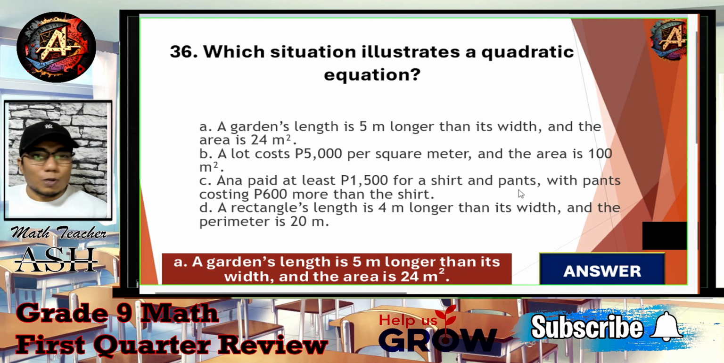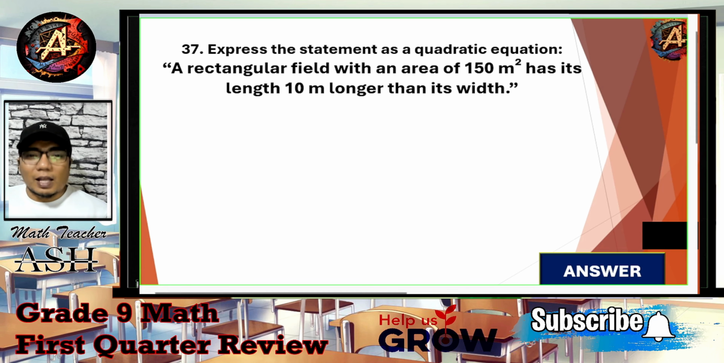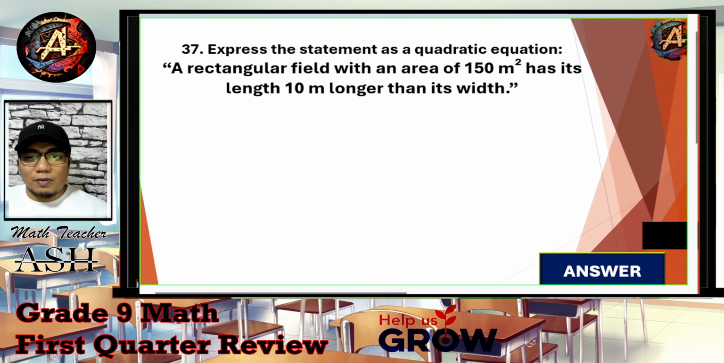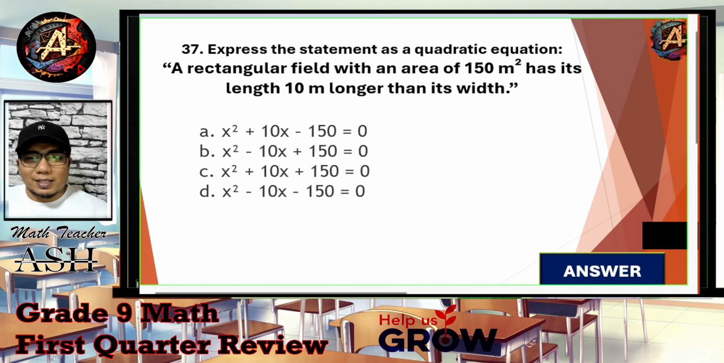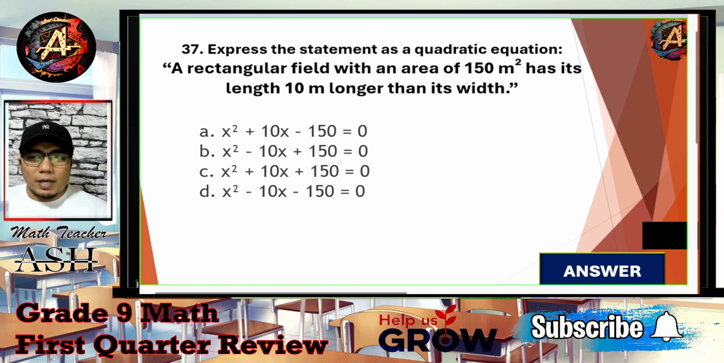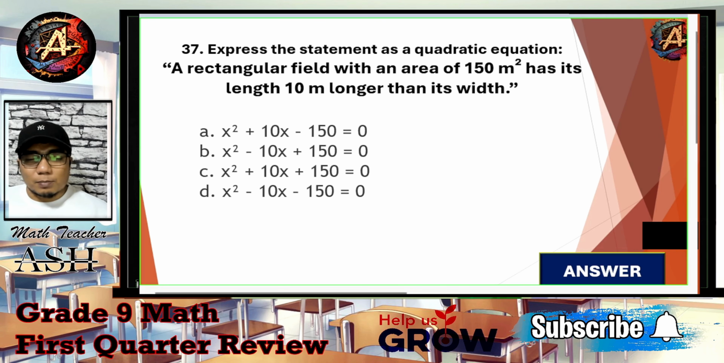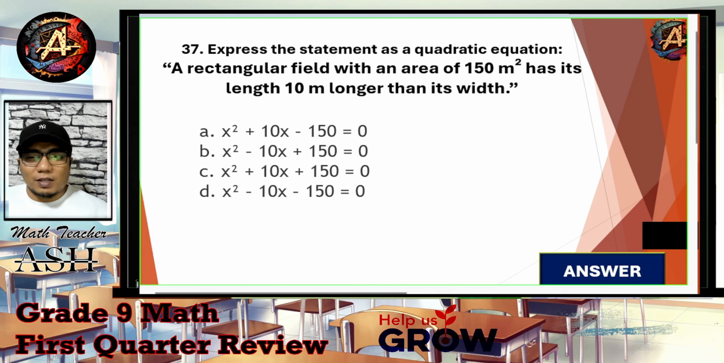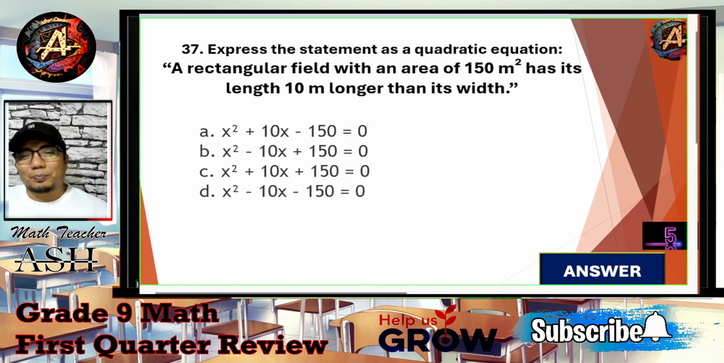Now, let us go to question number 37. Express the statement as a quadratic equation. A rectangular field with an area of 150 square meters has its length 10 meters longer than its width. Is it A, x squared plus 10x minus 150, B, x squared minus 10x plus 150 is equal to 0, C, x squared plus 10x plus 150 is equal to 0, or D, x squared minus 10x minus 150 is equal to 0? I'll give you 5 seconds to think about your answer.